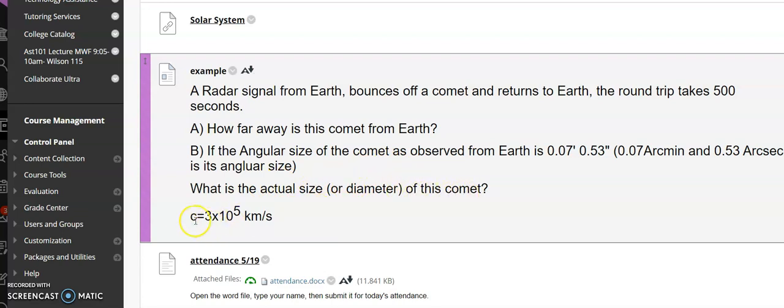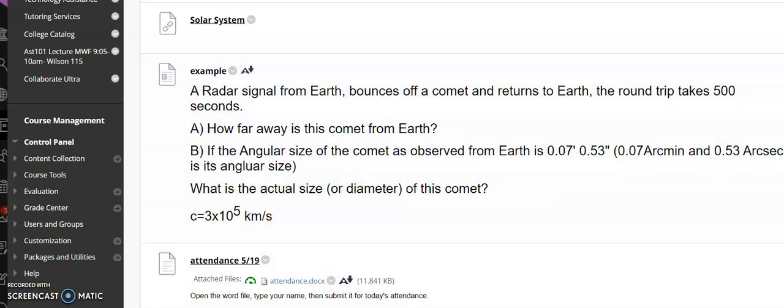All right, we're going to use the speed of light as 3 times 10 to the fifth kilometers per second. And the reason that we're going to do that, of course, is it'll give us an answer in kilometers, the distance, and also the diameter of the comet. All right, so let me get this set up.